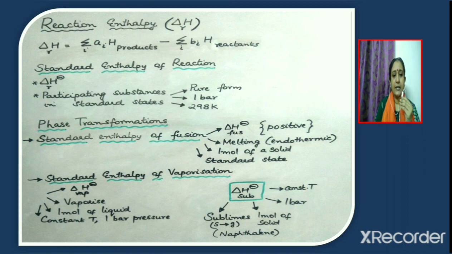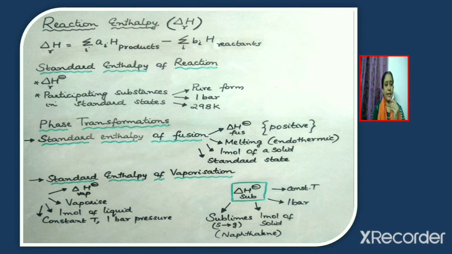Now consider standard enthalpy of vaporization. Here the process is vaporization. So the phase transformation will be from the liquid state to the gaseous state. Standard enthalpy of vaporization is denoted as delta H naught vaporization. Now how can we define standard enthalpy of vaporization or molar enthalpy of vaporization? It is the enthalpy change that accompanies the vaporization of 1 mole of liquid at constant temperature and 1 bar pressure.